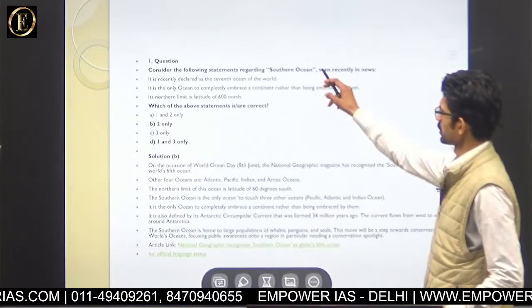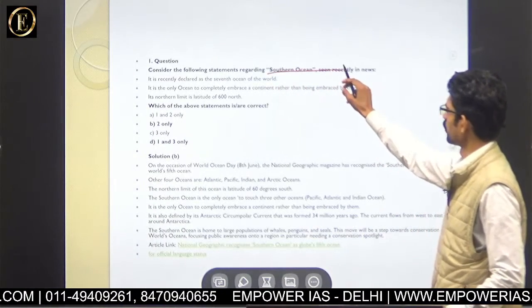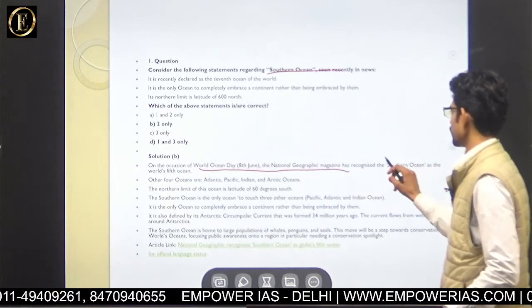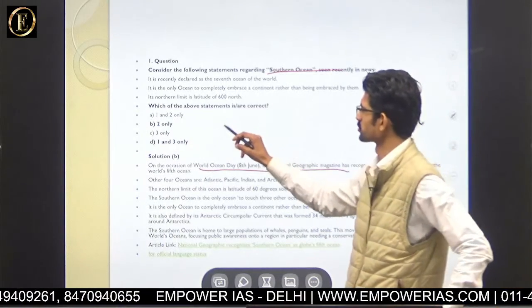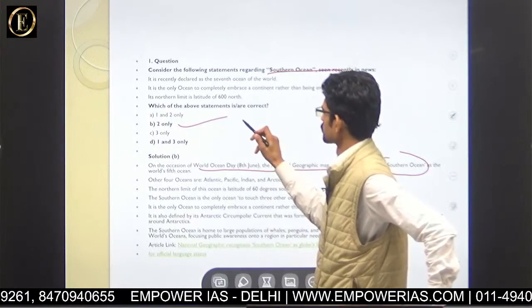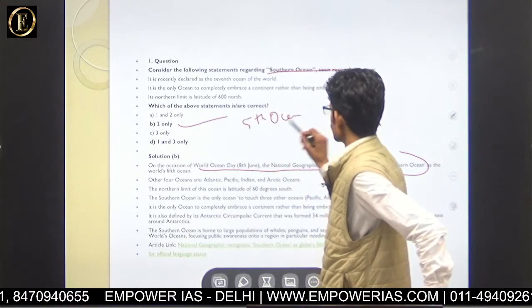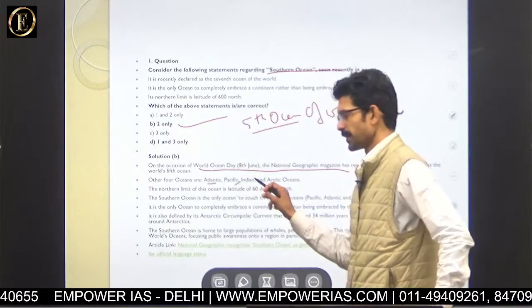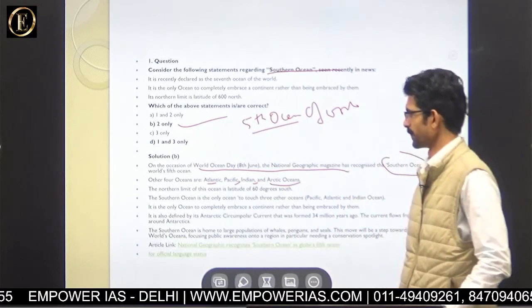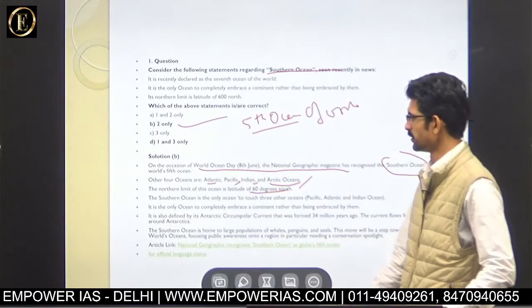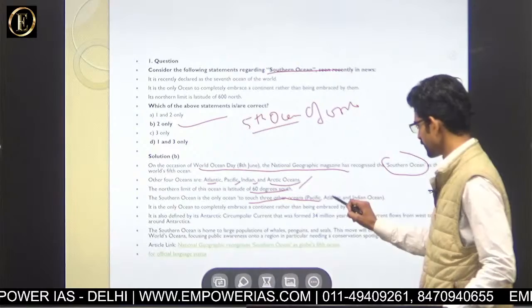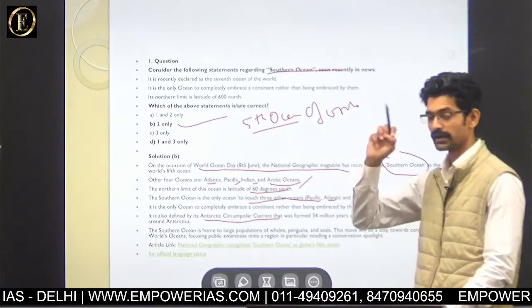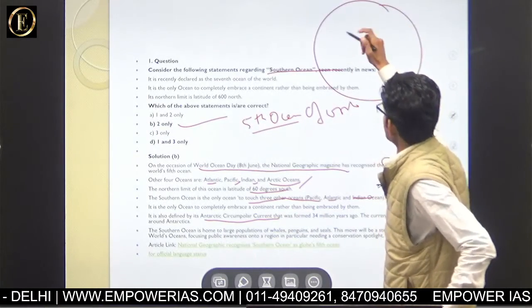Now the Southern Ocean relates to World Ocean Day, 8th June, where National Geographic organized the Southern Ocean as the world's fifth ocean. So विश्व का पांचवा ओशन के रूप में साउदर्न ओशन को लिया गया है दोस्तों, the fifth ocean of the world. Then the other four oceans are Atlantic, Pacific, Indian and Arctic, and its latitude is 60 degrees south. Further, it touches the three other oceans: Pacific, Atlantic and Indian. It is also defined by the Antarctic Circumpolar Current that revolves under the Atlantic meridional overturning circulation.